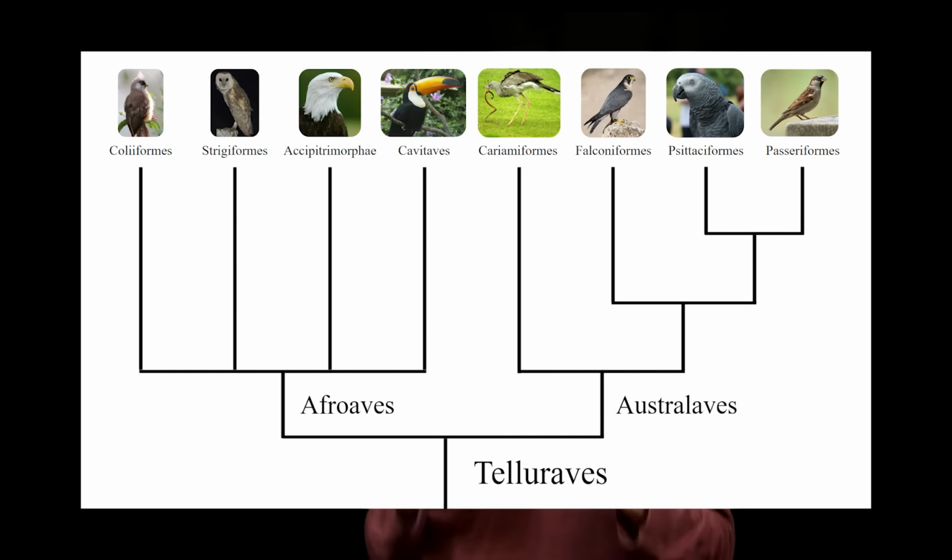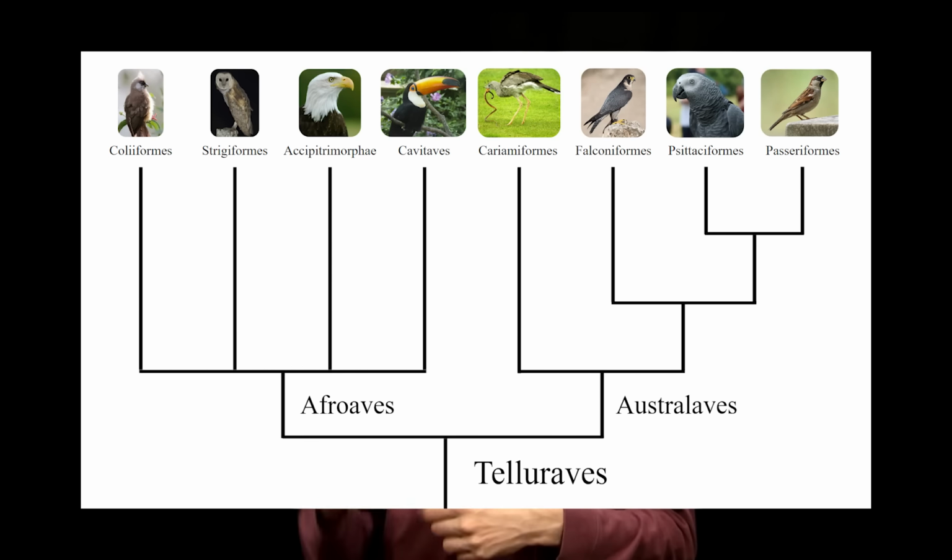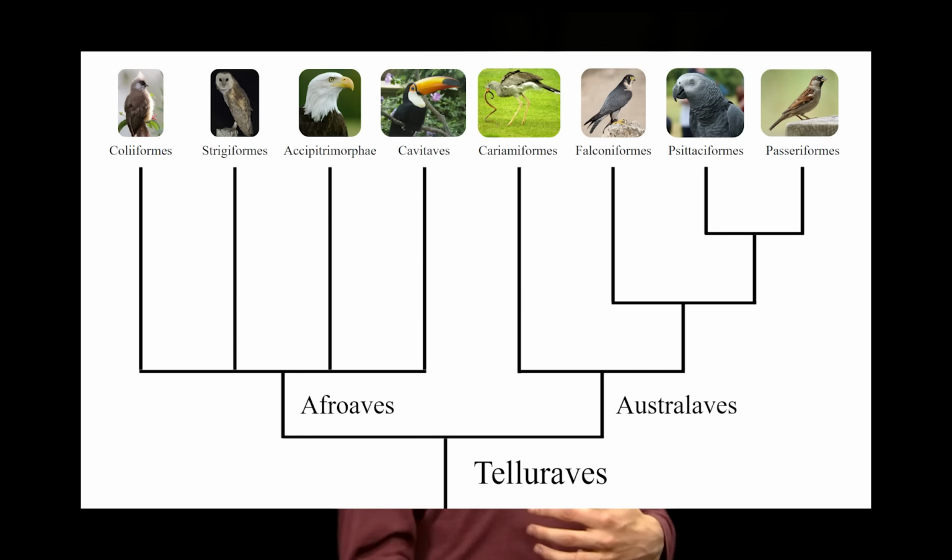And it itself is divided into 2 major lineages, the Afroaves and the Australaves. The Afroaves means birds from Africa, and Australaves means birds from the south, but plenty of Australaves can be found in the north, and there's lots of Afroaves that are also not just found in Africa, so I don't really know where those terms came from.